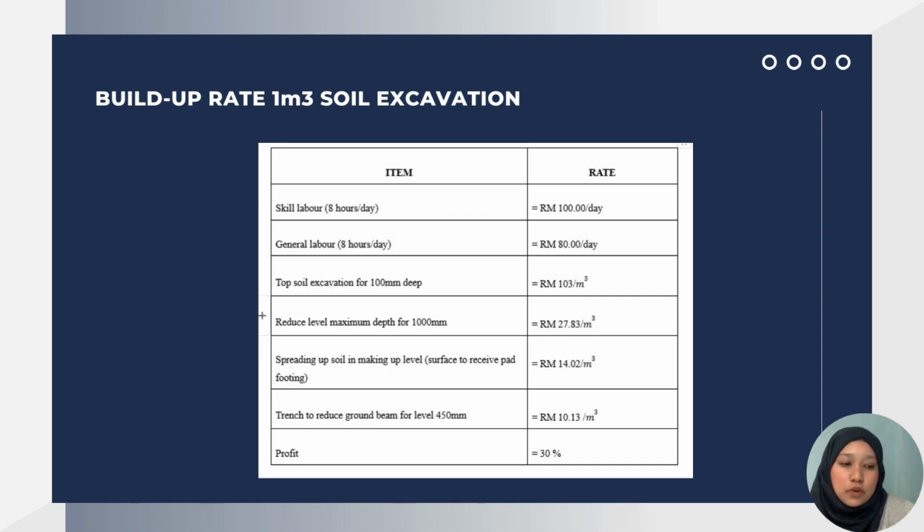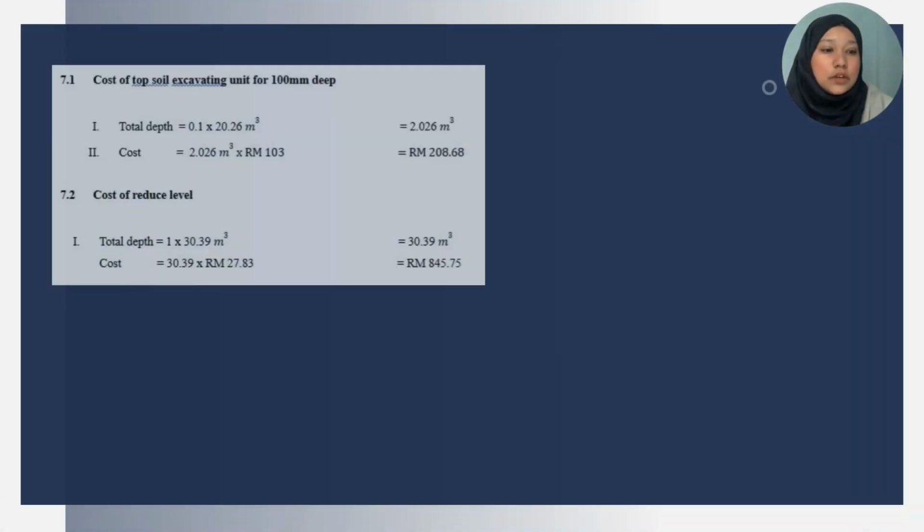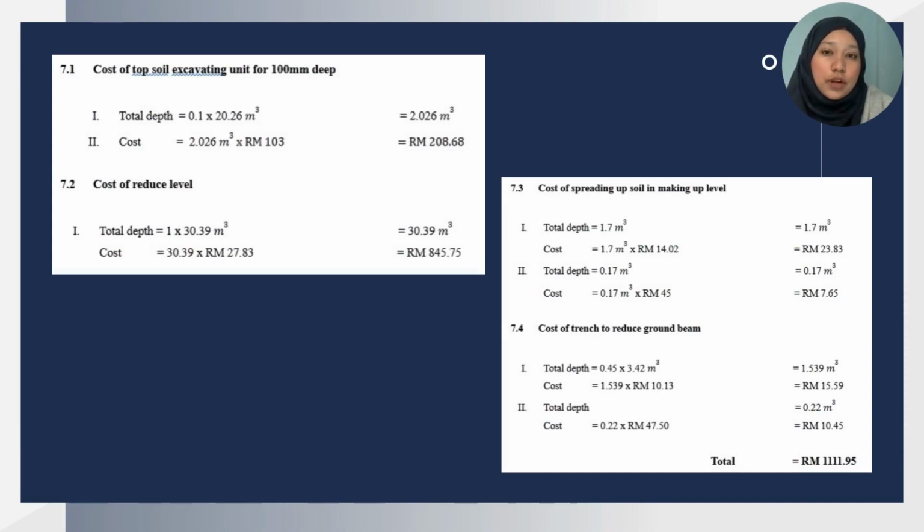Rate of spreading up soil in making up level, which is surface to receive pad footing, is 14 ringgit 2 cents per meter cube. Rate of trench to reduce ground beam for level 440 mm is 10 ringgit 13 cents per meter cube. So rate of profit is 30%. So the cost of topsoil excavating unit for 100 mm deep is RM 208 ringgit 68 cents.